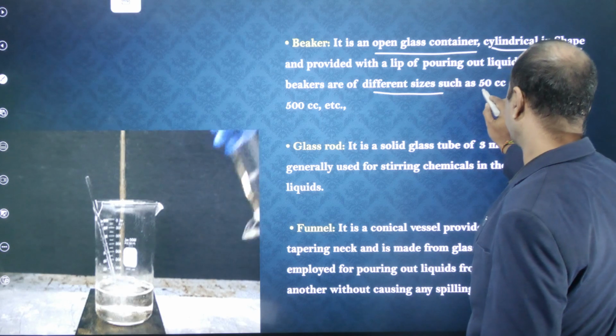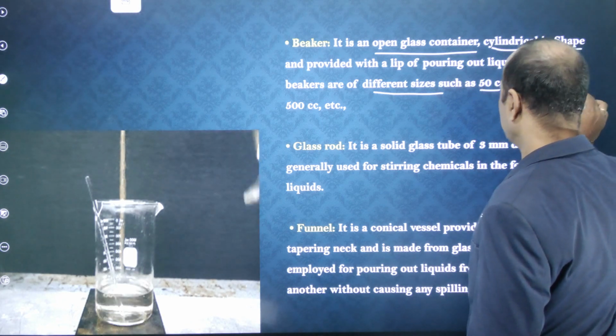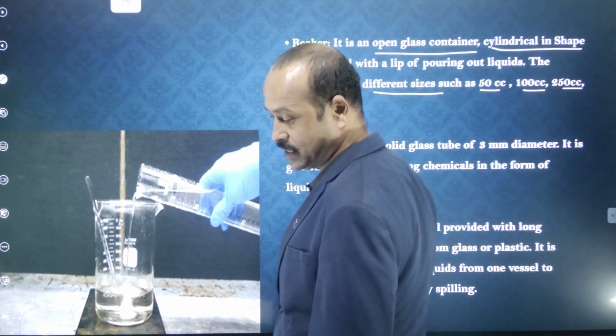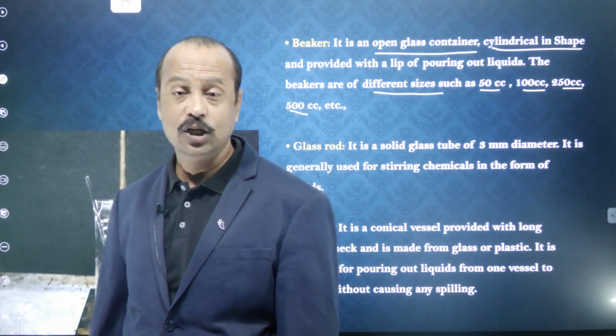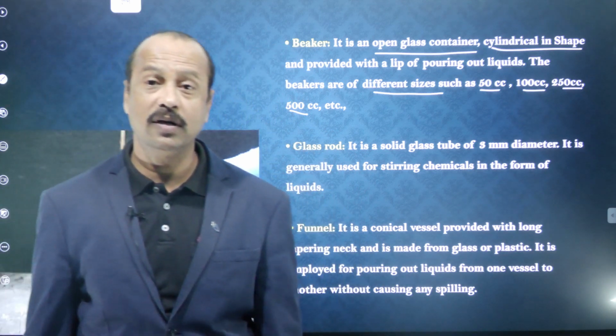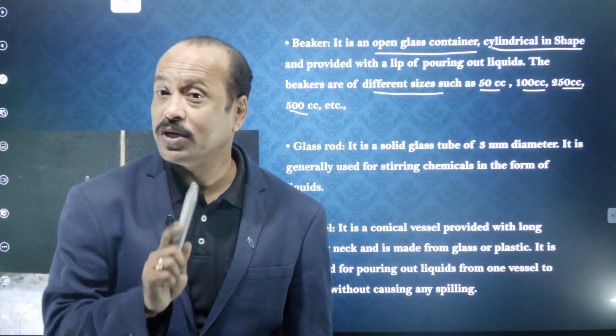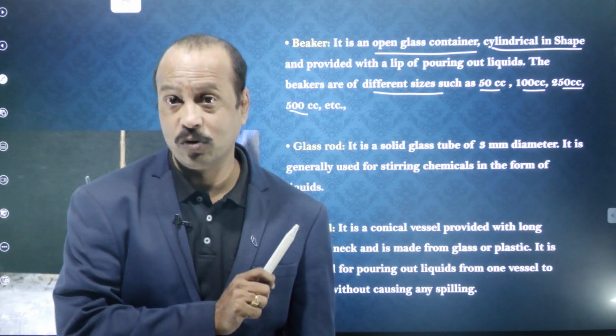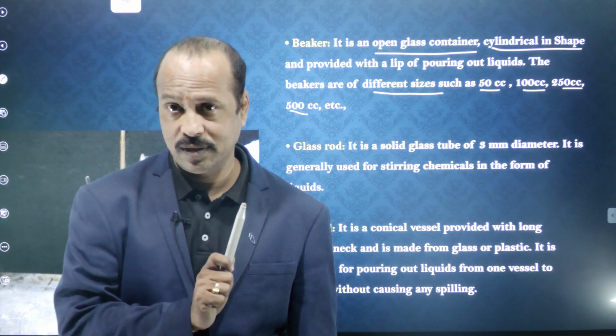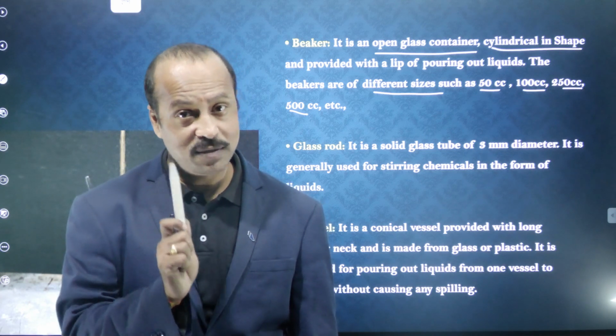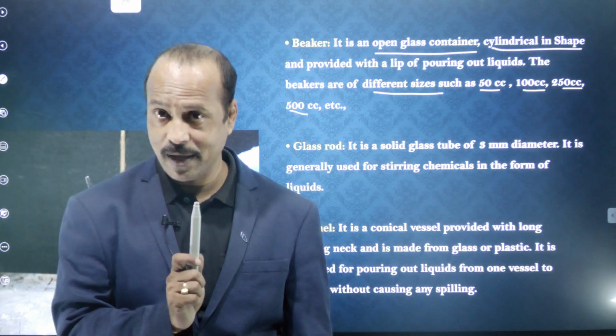And the beakers come in different sizes. Yes, this is also important. They are available in 50 cc, 100 cc, 250 cc, and 500 cc. Okay, so what is cc? Cubic centimeters. What is the cc used for? To measure the volume. Right, very important. So these terms you also have to remember.